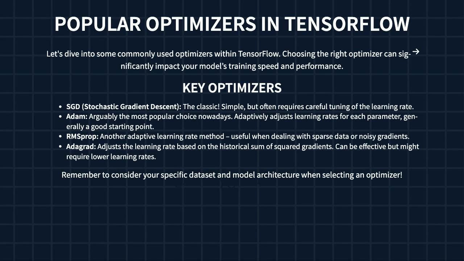Okay, so let's talk optimizers in TensorFlow. They're super important for getting your models to train effectively. We've got a few key players. First up is SGD, the original gradient descent method. It's really straightforward, but you often need to tweak its learning rate quite a bit. Then there's Adam, which is probably the most popular these days because it automatically adjusts learning rates for each parameter, making things much easier. RMSprop is another adaptive option that can be great when you have sparse data or noisy gradients. And finally, Adagrad. This one also adapts learning rates but sometimes needs a lower overall learning rate to work well.